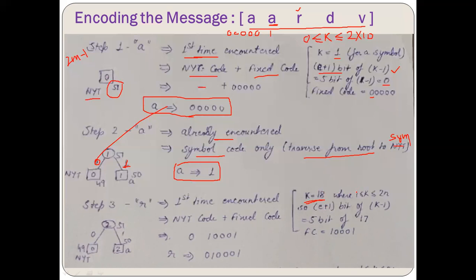So what I have to do is I'll just see if this is true. I'm just going to check 0 and 2R is 20. So 18 is obviously in between, so this is true. Then E plus 1 bit of K minus 1 representation. E plus 1 is 5 bit. K was 18, K minus 1 is 17. So 17 is the number.